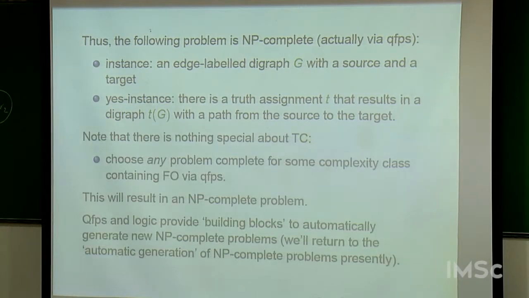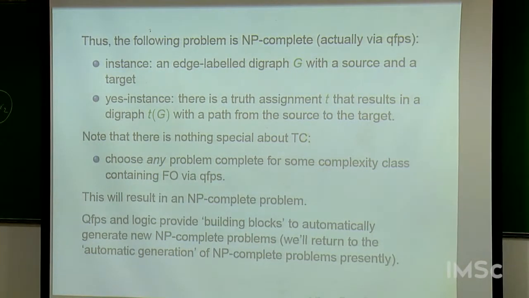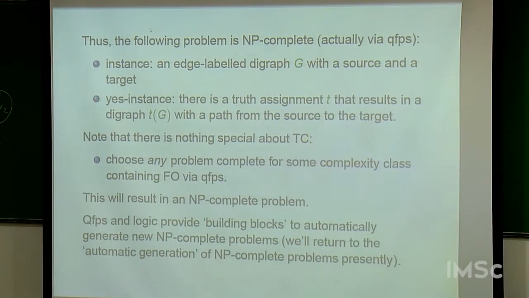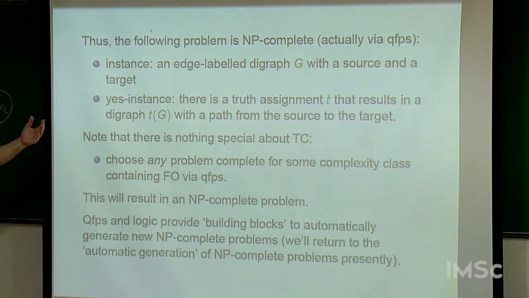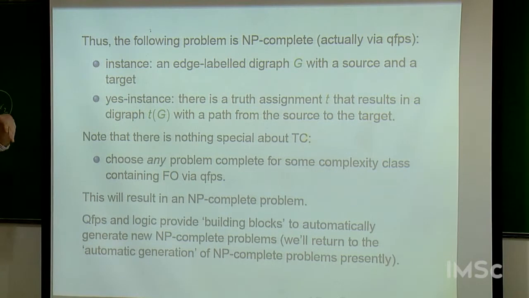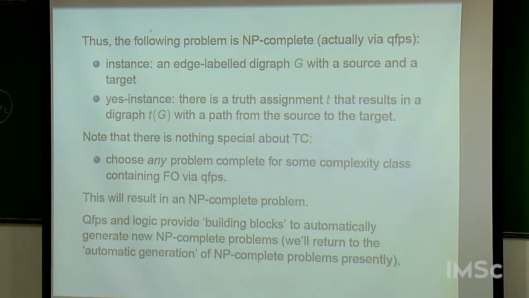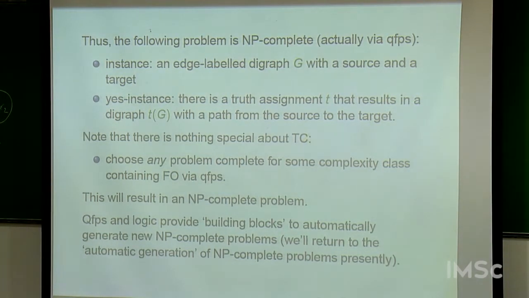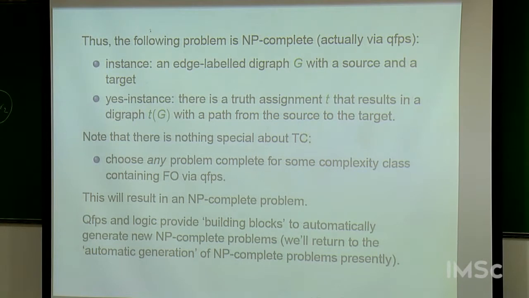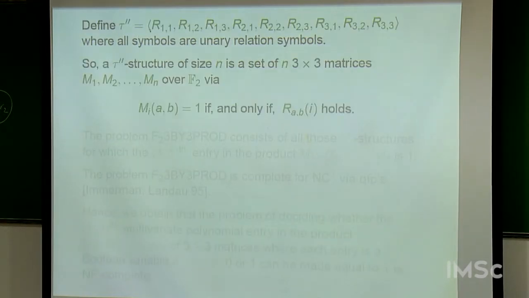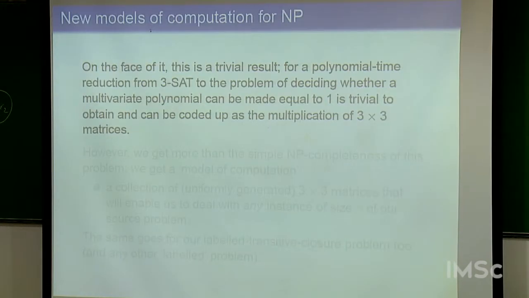Now, there's nothing special about transitive closure. You can take any complexity class with a complete problem via quantifier-free projections that contains first-order logic, plug it in, and you'll get a new NP-complete problem involving labeled structures of whatever your chosen signature is. Let's skip over that because I'm running out of time.